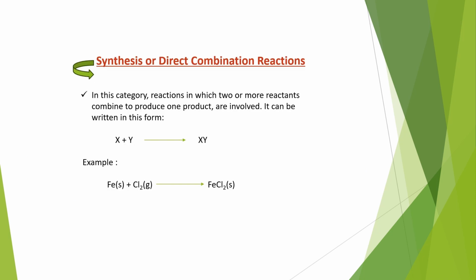Synthesis or direct combination reactions. In this category, reactions in which 2 or more reactants combine to produce one product are involved. It can be written in this form: X plus Y arrow XY. Example: Fe solid plus Cl2 gas, arrow, FeCl2 solid.